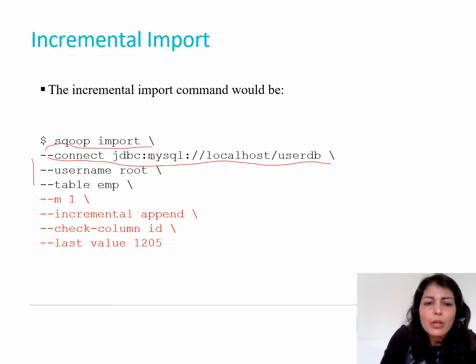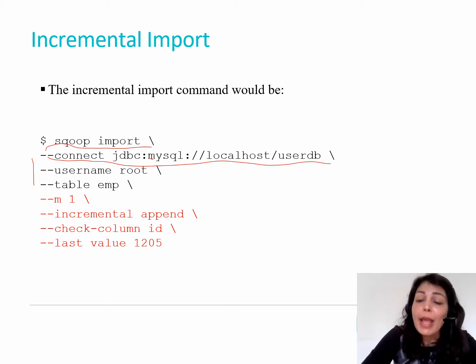the file. So which column needs to be checked? ID. So the first field was ID, which is the primary key. We want to check ID, and the last value was 1205. This is the last value for ID. So it says this is the last value, and any new data after this value should be added to the HDFS, should be imported to HDFS.